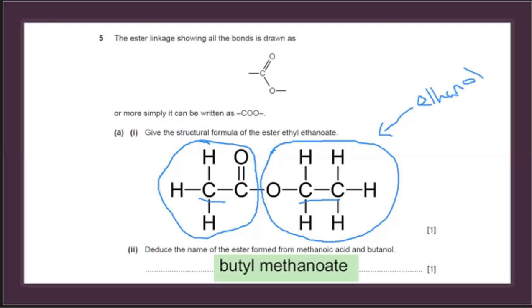And on the other side here, this is our acid, which was ethanoic acid. Right, ethanoic acid, and OH was removed from the structure. So that's how they came up with ethyl, because YL was added to the alcohol. And for ethanoate, the OIC from the acid was removed and OATE was added. So the structural formula for ethyl ethanoate is this structure given here.